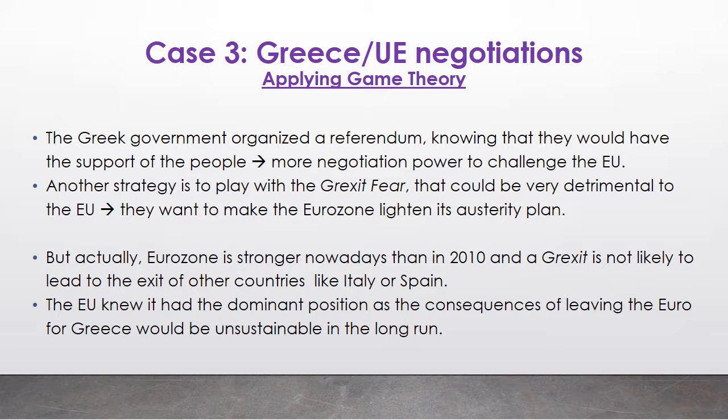He also thought that the European Central Bank would fear a Grexit, as it could be an incentive for countries like Spain, Italy, or even Portugal to follow Greece out of the Eurozone. But actually, this strategy was not very effective, as the European Union was in a totally dominant position and didn't really fear a Grexit, knowing that the consequences would be terrible for Greece in the long run. So they stayed firm and wanted to impose the austerity plan, knowing that Greece would need the money.